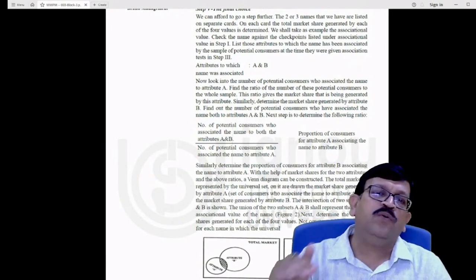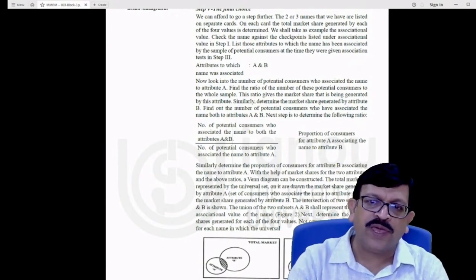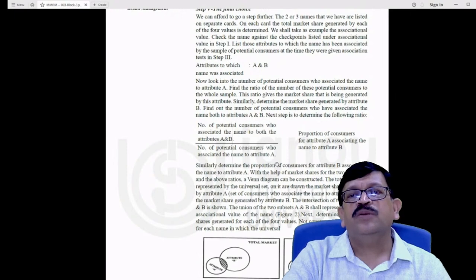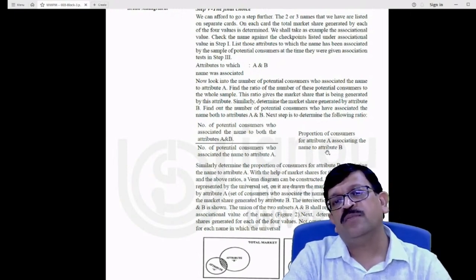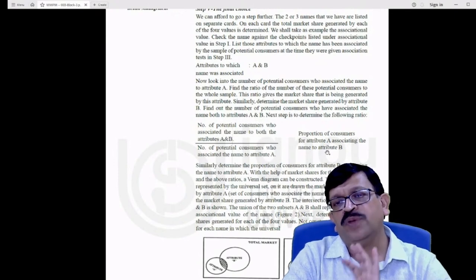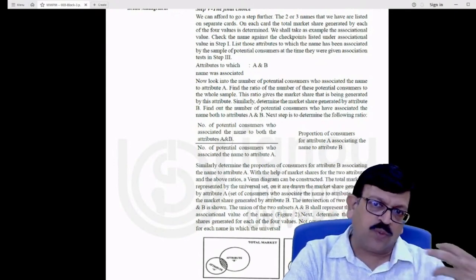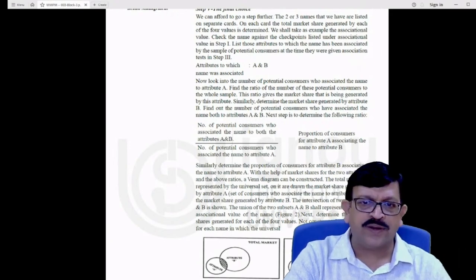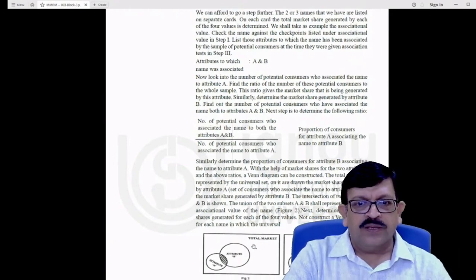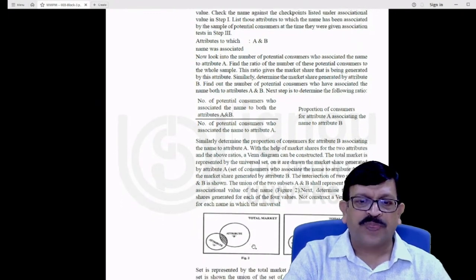But then we divide it by those who have only selected attribute A, and then we can find out the proportion of customers who are looking for A in associating the name with the attribute B. So a name which has got both, but it has also got a strong preference towards the attribute A. Similarly, you do it for B.